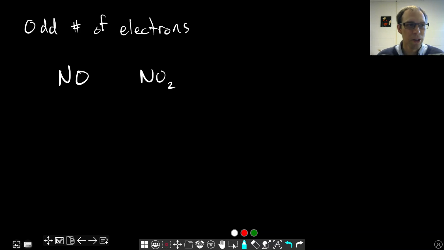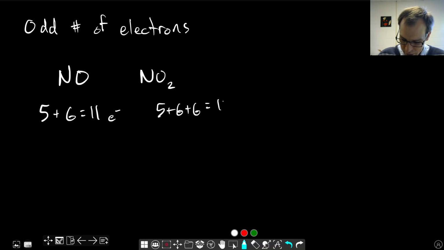Anyway, let's look at the Lewis structures of these molecules. They're present in very small concentrations in the atmosphere, but can have very big effects on what happens in the atmosphere. If we count up the valence electrons, we get 5 for nitrogen and 6 for oxygen. So our total number of valence electrons is an odd number, right? We have 11 electrons, or in NO2, it's 5 plus 6 plus 6, and 17 electrons here. What do these structures look like? How do we draw a Lewis structure that works?